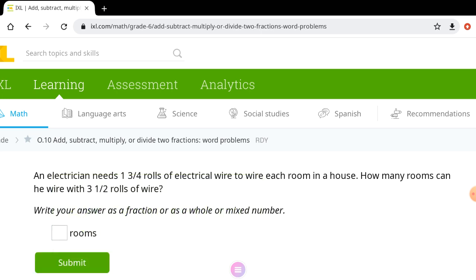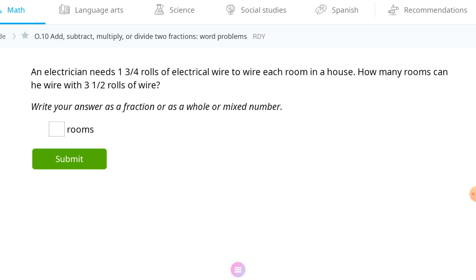Next one. An electrician needs 1 3/4 rolls of electrical wire to wire each room in a house. How many rooms can he wire with 3 1/2 rolls of wire? An electrician, and I'll read it without the fractions now. An electrician needs 1 roll of electrical wire to wire each room. How many rooms can he wire with 3 rolls? What kind of math problem is this?